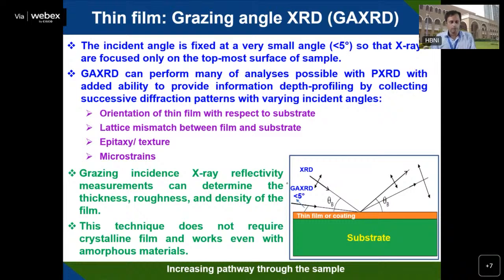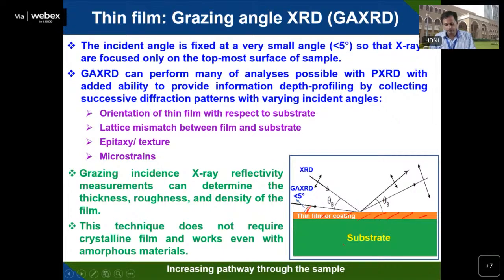So mainly it is used for thin film studies. The incident angle is fixed here. You can see you have a substrate here. That green color I've shown is the substrate, and on that substrate you have a thin coating of that orange color. This is the thin coating on the substrate. You can see here your theta, the grazing angle, is fixed at 5 degrees, or very much less than 5 degrees.